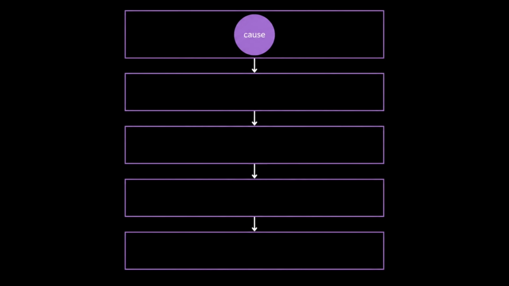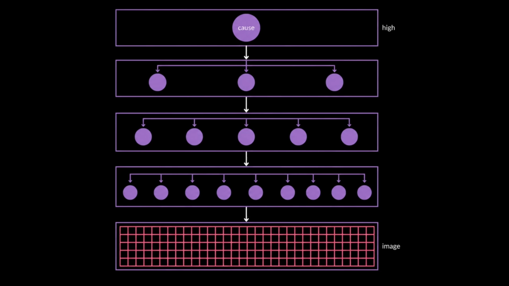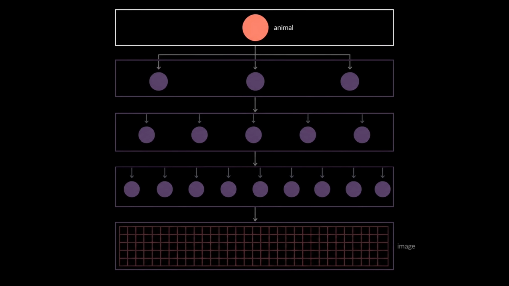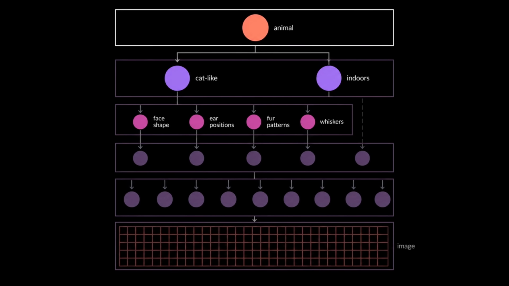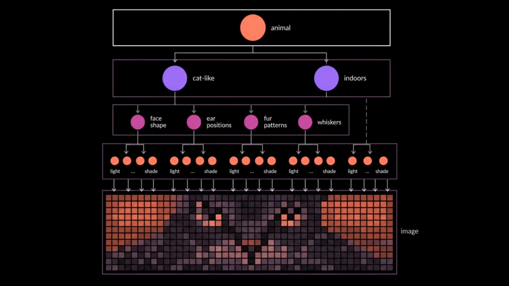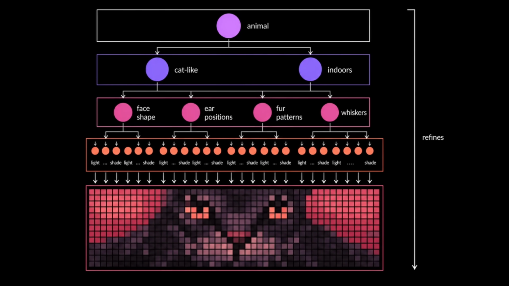Another way to say this is through the language of hidden causes. Imagine a layered causal story behind an image. At a high level, maybe the scene contains an animal. At the next level, that animal is cat-like, sitting indoors. Lower levels specify a face shape, ear positions, fur patterns, and whiskers. Lower still determines lighting, shading, and exact pixel intensities. Each layer refines the one above it.